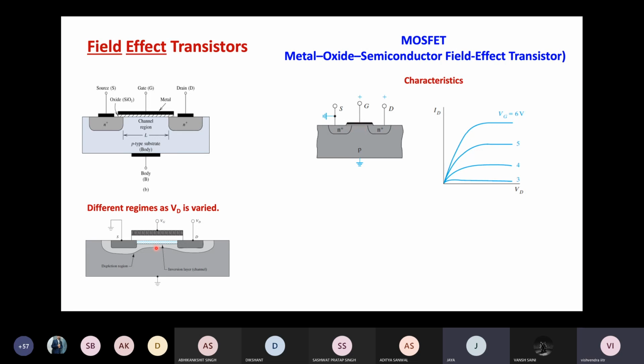Now, if this gate voltage is sufficiently large, a lot of electrons will be attracted to the interface. And these source and drain regions are also n-type material. They also have a lot of electrons. So this becomes as if there are continuous electrons from source to drain. It becomes like a conductor, and there will be a current in this device if we apply a drain voltage.